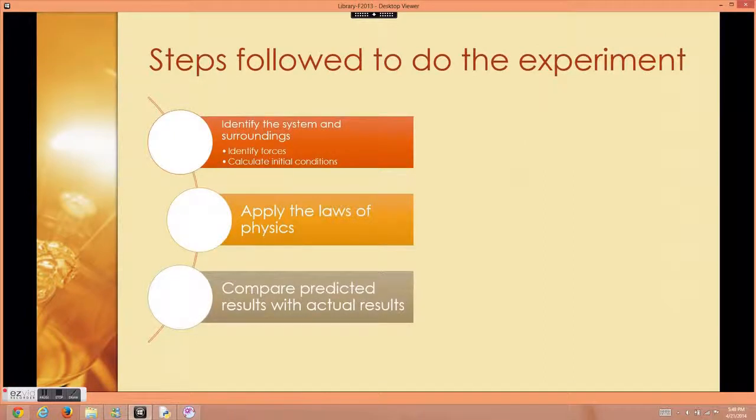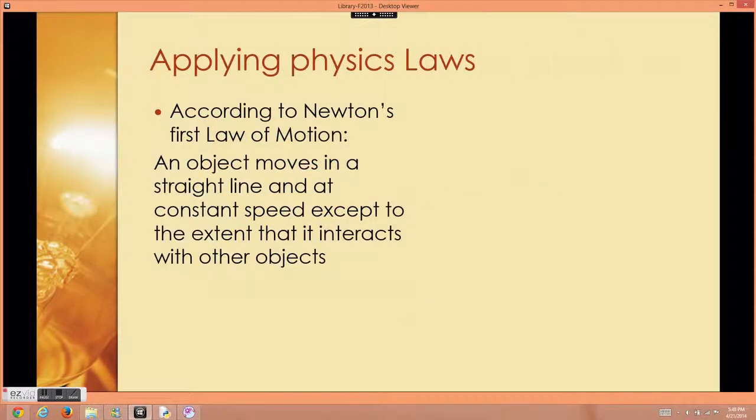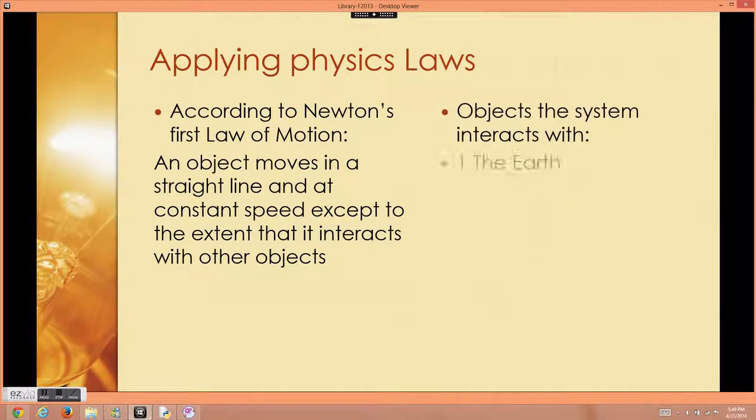Now that we're done with the first step, we will go ahead and apply the laws of physics. That's the second step. According to Newton's first law of motion, an object moves in a straight line and at constant speed except to the extent that it interacts with other objects. So if our object was to move in a straight line without interacting with any other object, it would have moved in that direction with that speed. However, our object does interact with other objects.